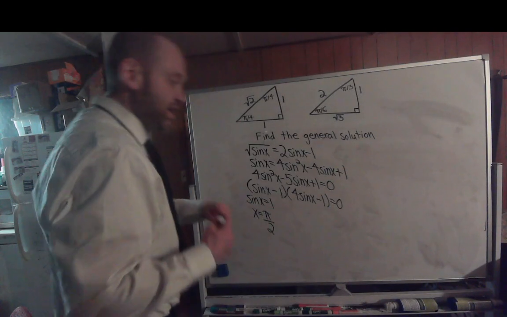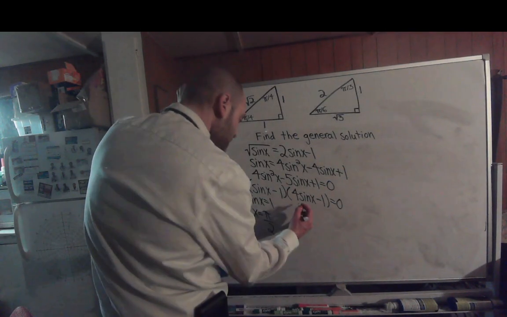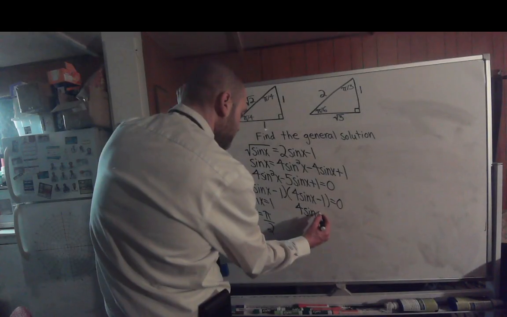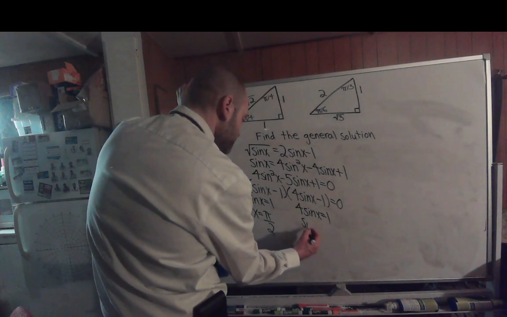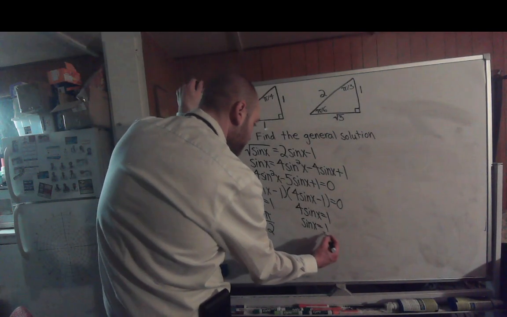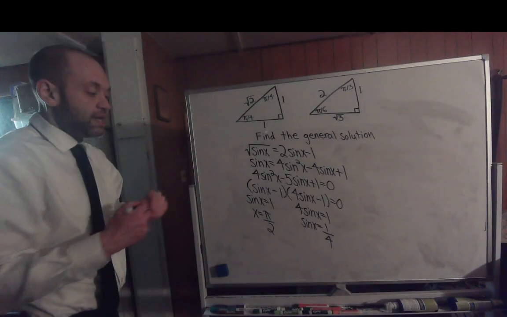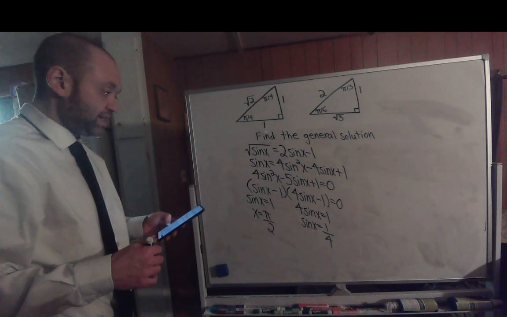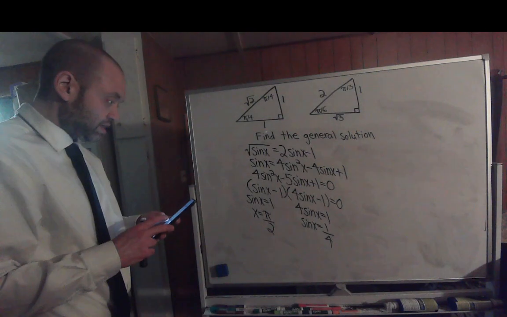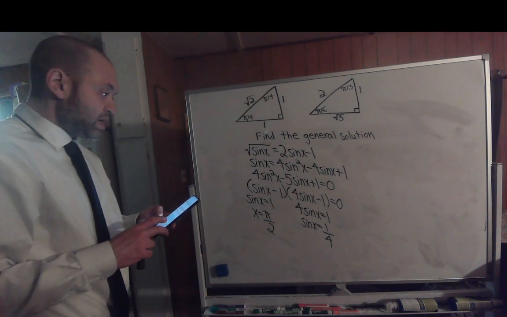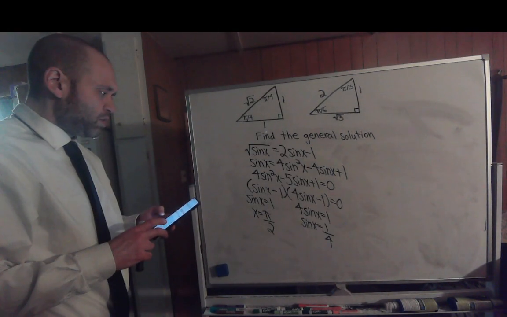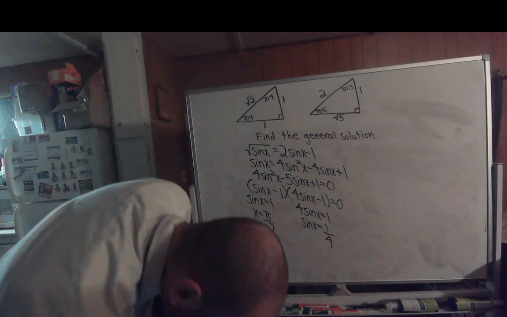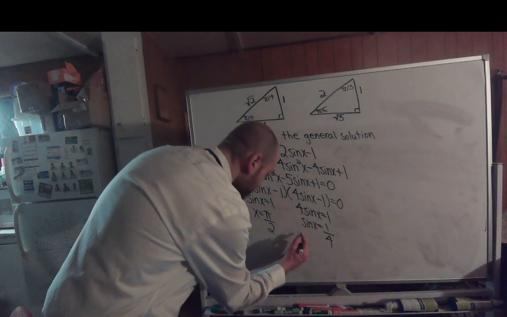But what about 4 sine of x equals 1? So 4 sine of x minus 1 equals 0 would give you 4 sine of x equals 1. So the sine of x would equal 1/4. Now we know the sine is positive in both your first and second quadrant. So let's see. You'll get a first quadrant answer with the radian of 0.253.